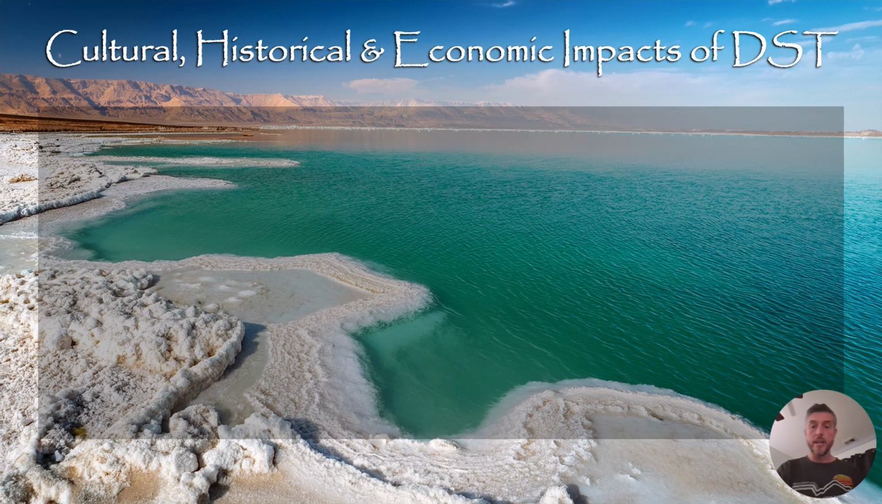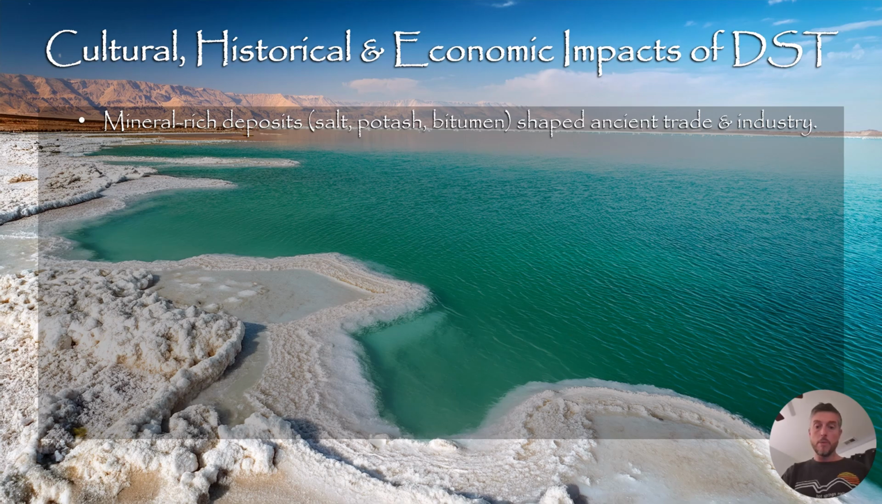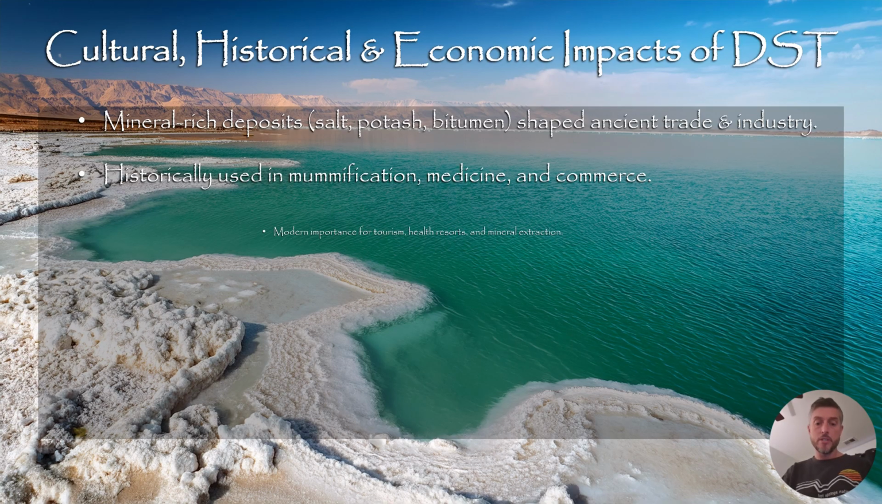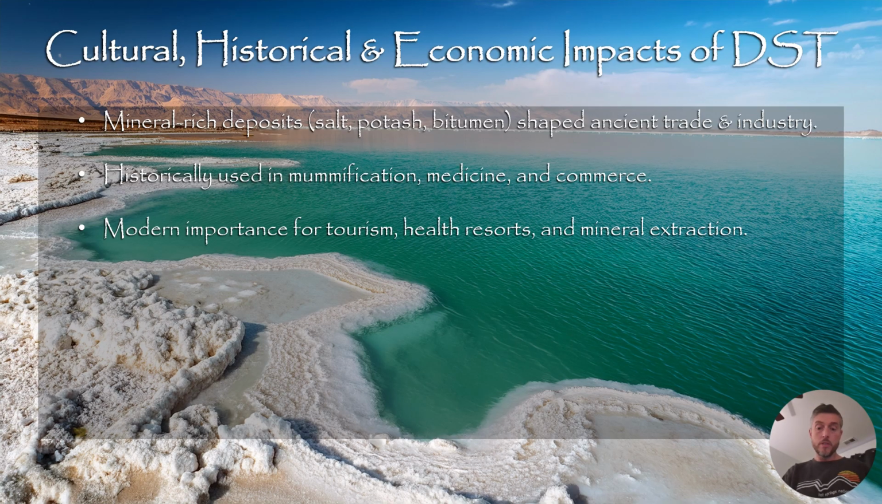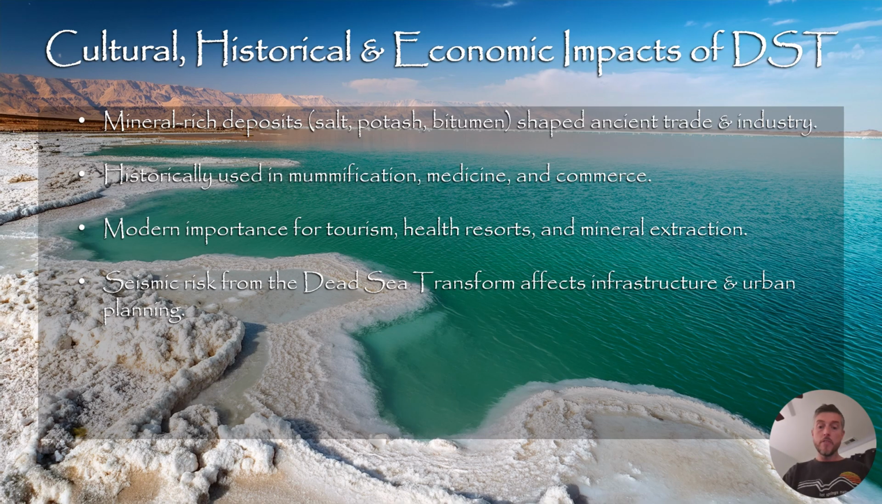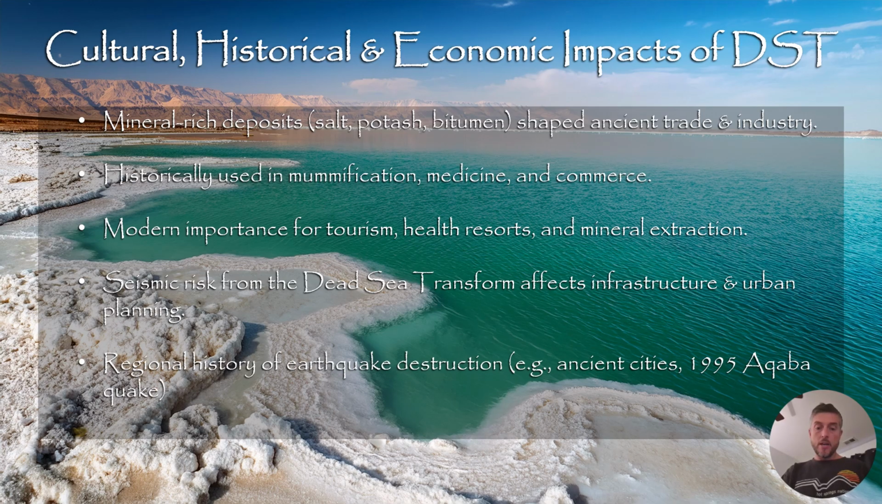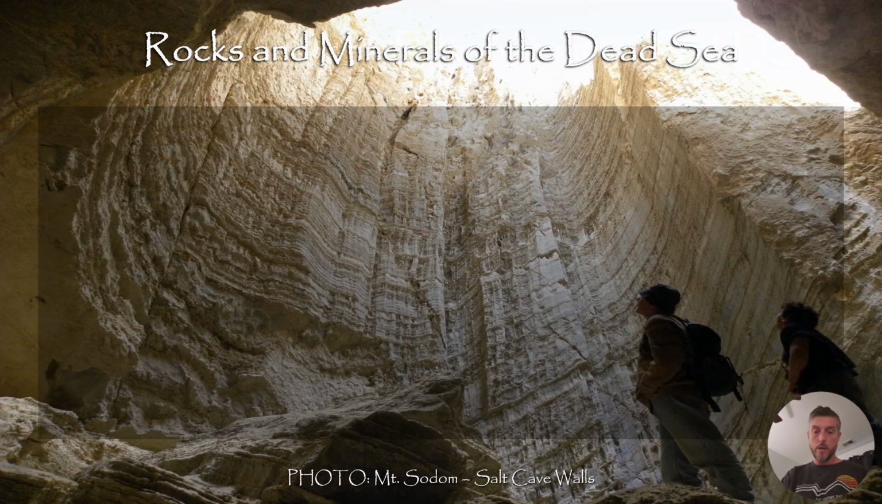Cultural, historical, and economic impacts of DST. Mineral-rich deposits, salt, potash, bitumen, shaped ancient trade and industry. Historically used in mummification, medicine, and commerce. Modern importance for tourism, health resorts, and mineral extraction. Seismic risk from the Dead Sea Transform affects infrastructure and urban planning, and regional history of earthquakes, destruction, e.g. ancient cities, 1995 Aqaba quake.